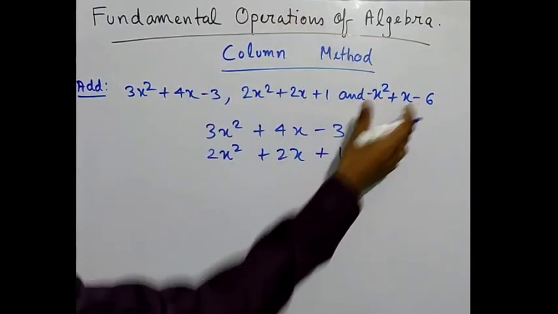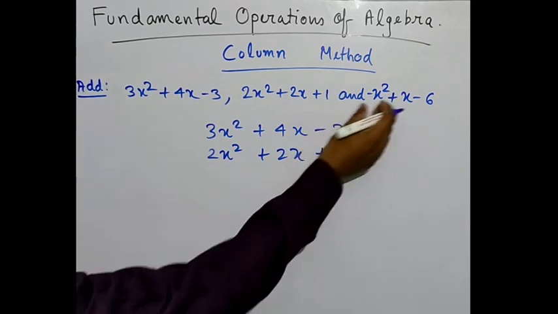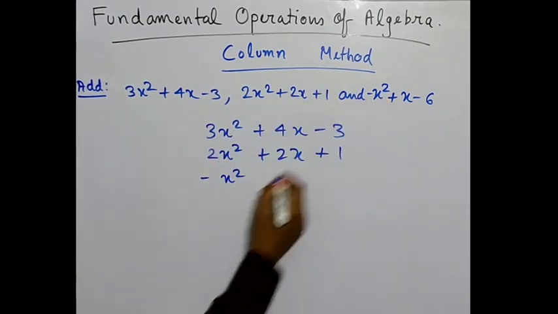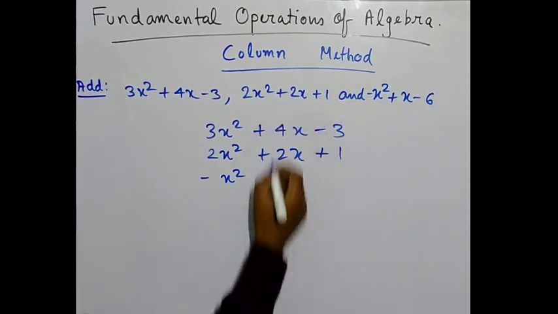So goes the same for the third term. So x square will come below x square. So negative x square, then plus x, right?